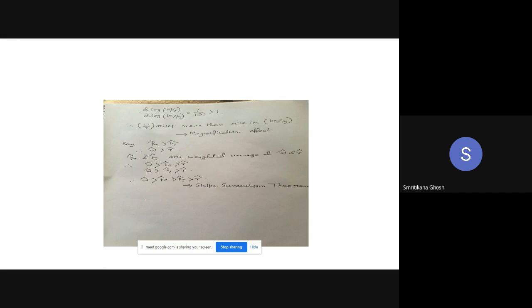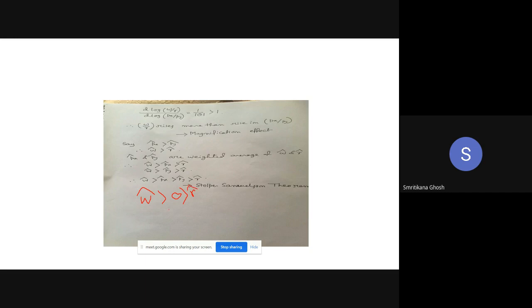Then you can write it like this: W hat is greater than 0 is greater than R hat, because Py hat is not here, since it's 0 now.